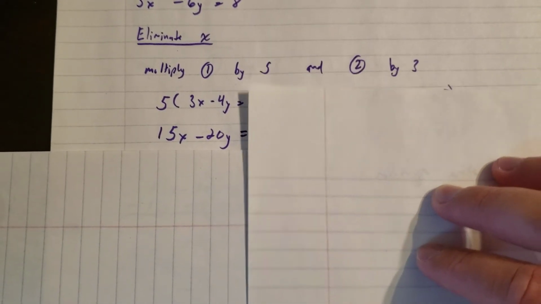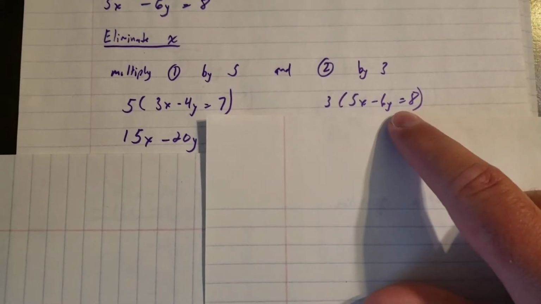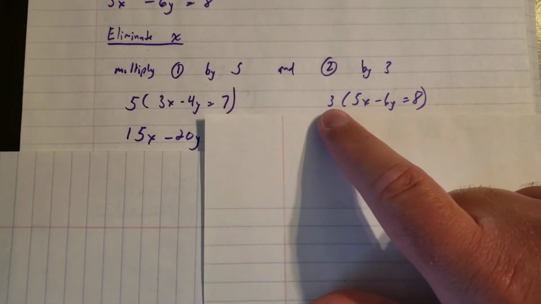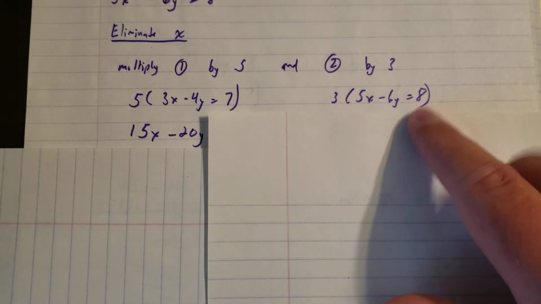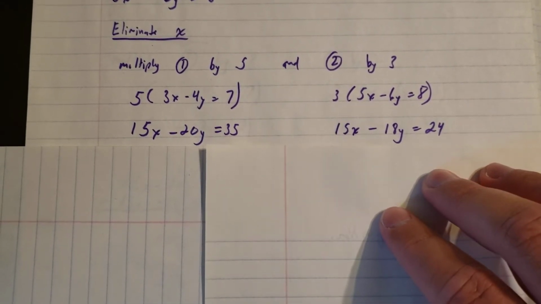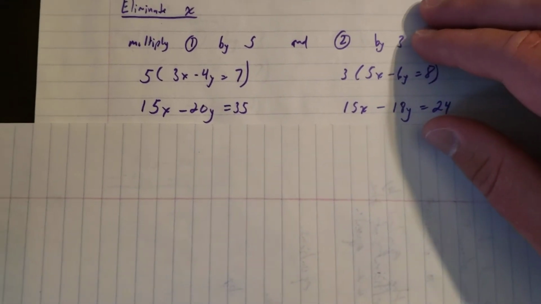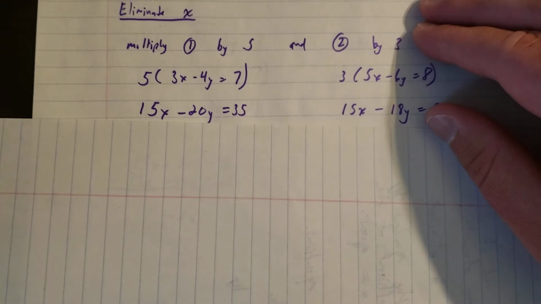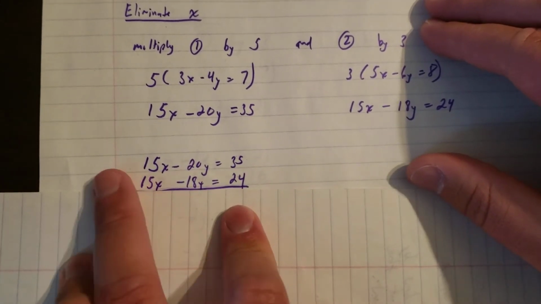Alright, so now we're going to take the second equation and multiply it by 3. So there's the second equation multiplied by 3: 3 times 5x, 3 times negative 6y, 3 times 8. Multiplying everything by 3 gives you that there. So now what we've got are those two equations.